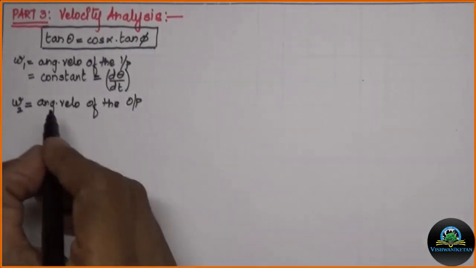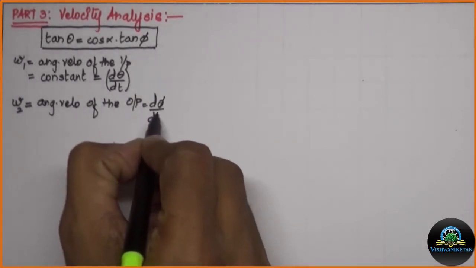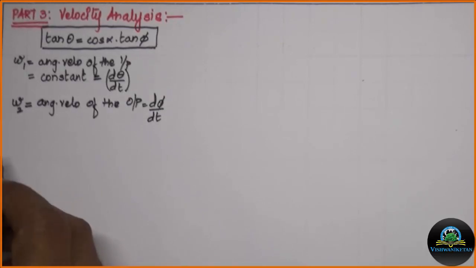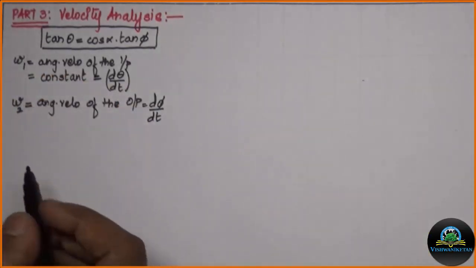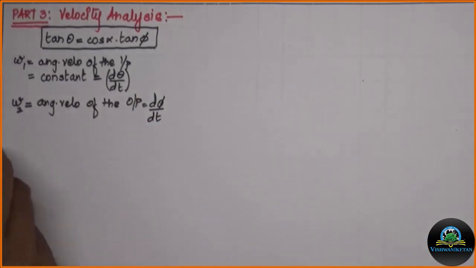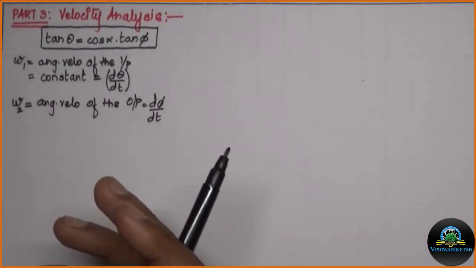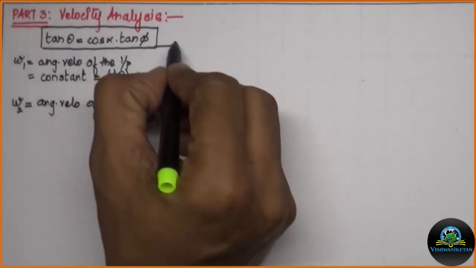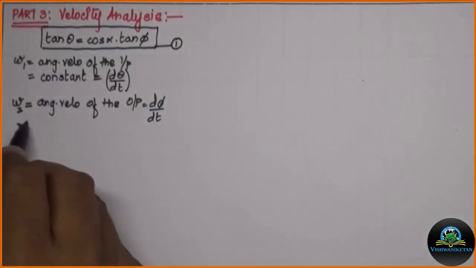Now, the output shaft does not rotate with a constant speed. This is something which we will prove by deriving. What we need to derive in this part 3 is a little bit mathematical, more of a differential analysis, the derivative of the position equation with respect to time.